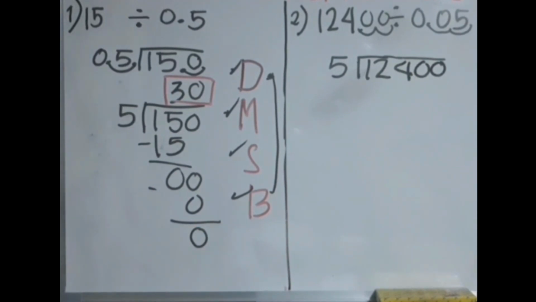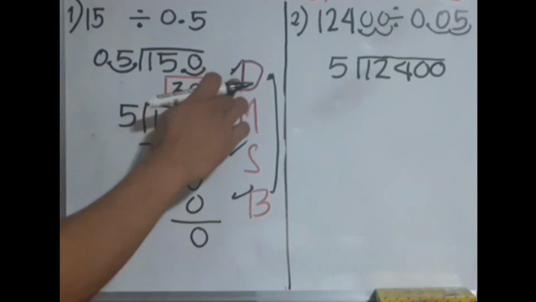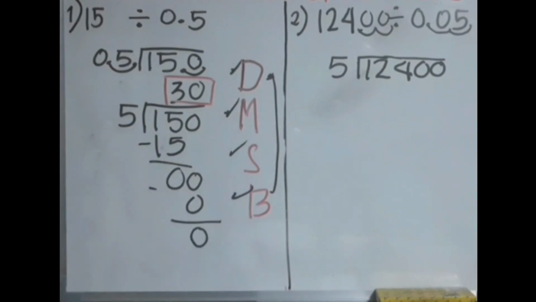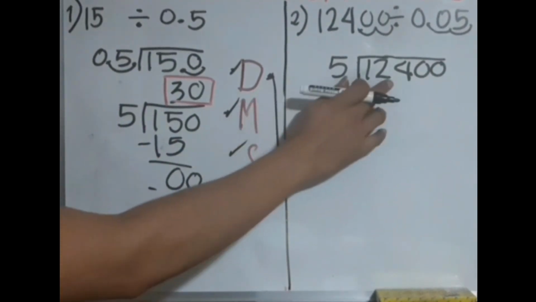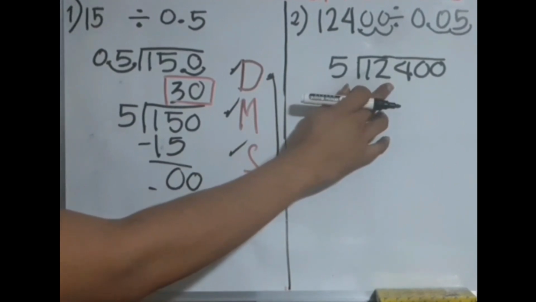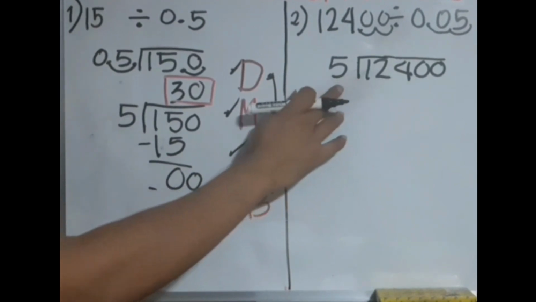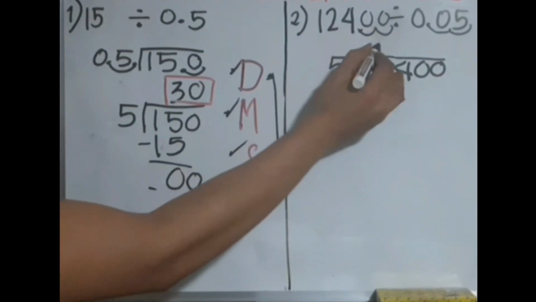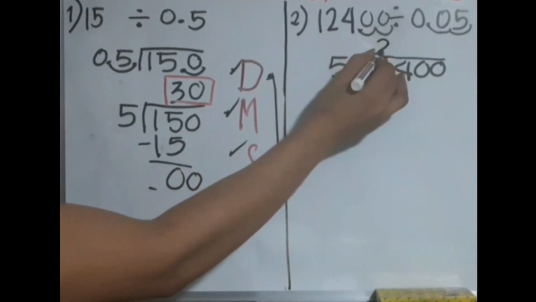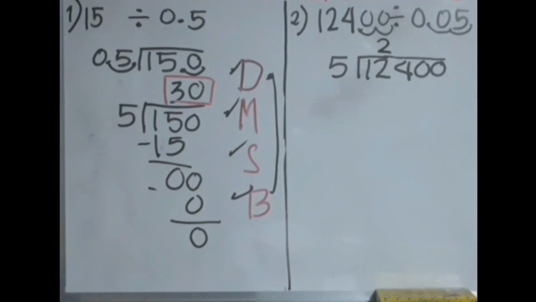Now, let us divide using the DMSB. So first, let us divide. 1 divided by 5 cannot be. So we need to move to the next place. It will become now 12. 12 divided by 5 is equals to 2. Saan ilalagay ang sagot? Sa taas ng 2. Bakit? Kasi dyan tayo nagsimulang mag-divide.